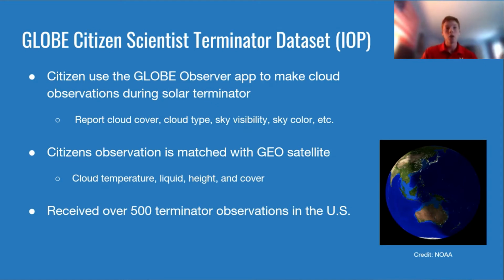And then what's really cool is that the citizen scientist observation is then matched with a geostationary satellite. So the citizen scientist will get an email that their observation has been matched with a satellite. And most of the time, if you're in America, it's going to be GOES 16 or GOES 17. And then the satellite's going to tell you what it sees. So it's going to report back to the citizen an infrared image, as well as a visible image, and what it thinks the cloud cover is total, and for high altitudes, mid altitudes, and low altitudes. So in total, this data set gave us about 500 Terminator observations in the United States.